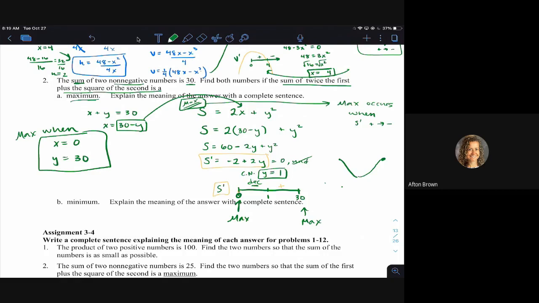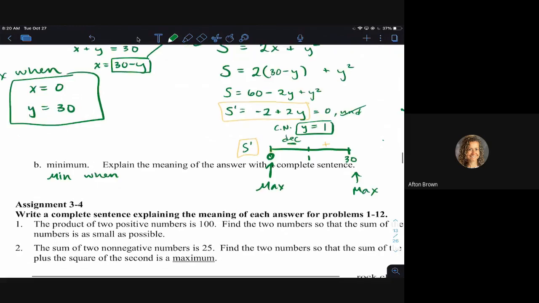Part B asked us for a min. Same question. So when did the min occur? At 1. So there's a min, but this one would be when which variable equals 1? Y. This time it does matter because if y is 1, x is something different.